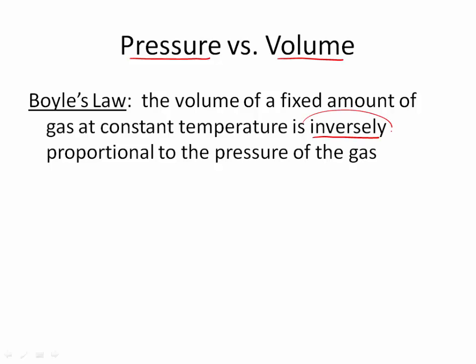So what does this word inversely mean? That means as one goes up, the other goes down by the same proportion. So if one goes up by 3, the other must go down by 3. If one goes down by a factor of 2, then the other goes up by a factor of 2.